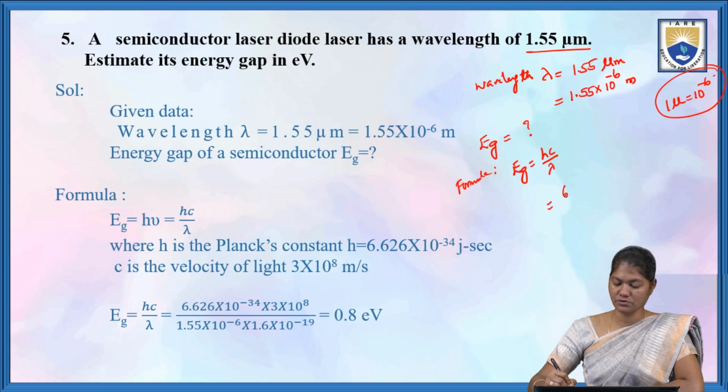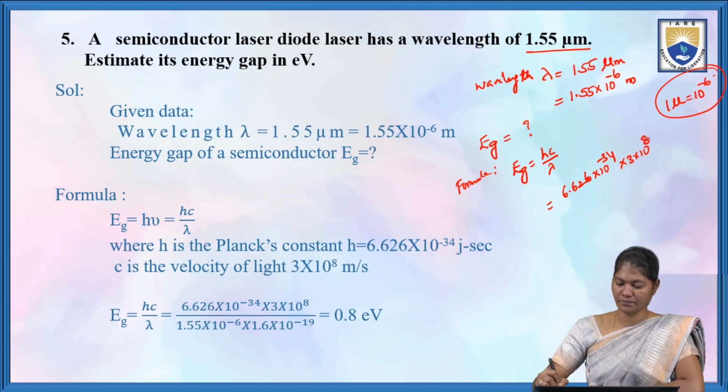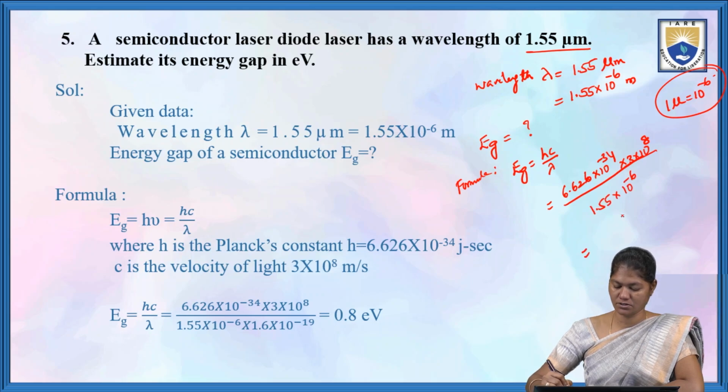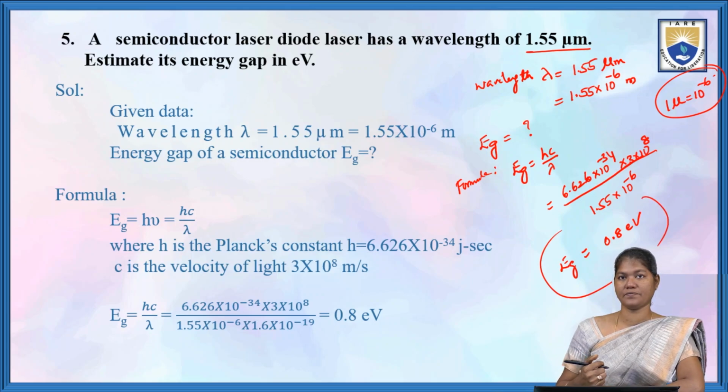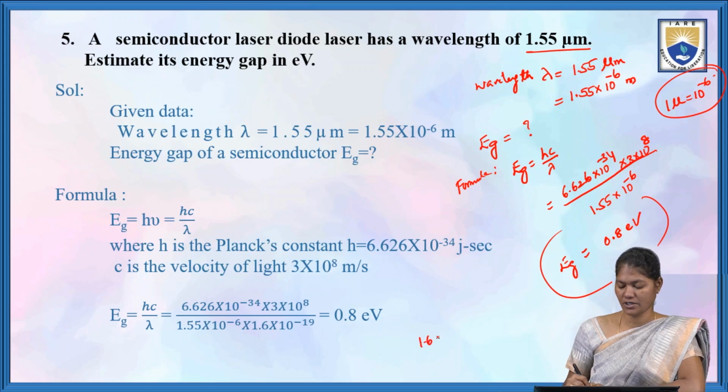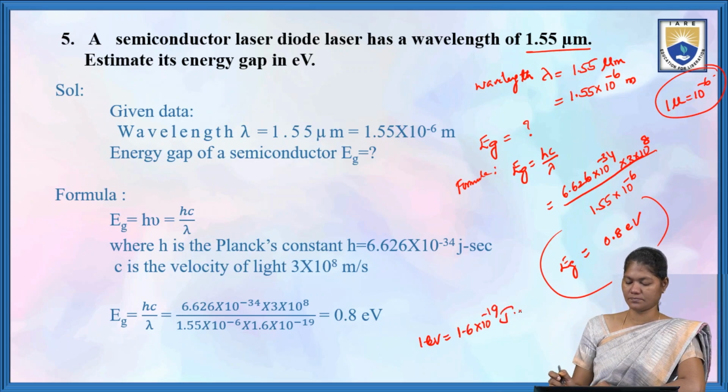So let's substitute the value: 6.626 into 10 power minus 34 joules into 3 into 10 power 8 divided by lambda, 1.55 into 10 power minus 6. So it is equal to 0.8 electron volts. This is in electron volts, where 1 electron volt is equal to 1.6 into 10 power minus 19 joules.